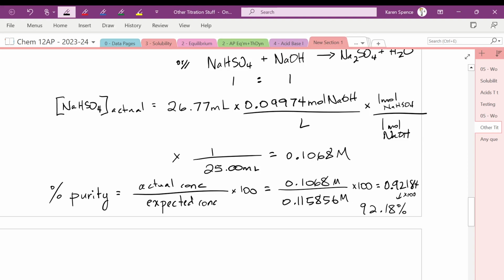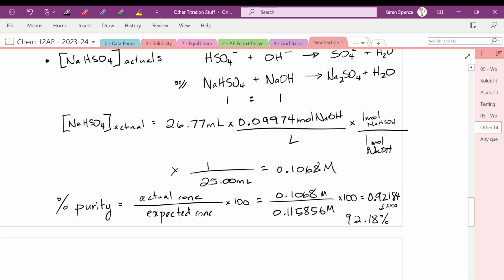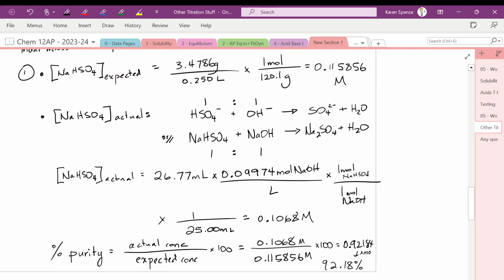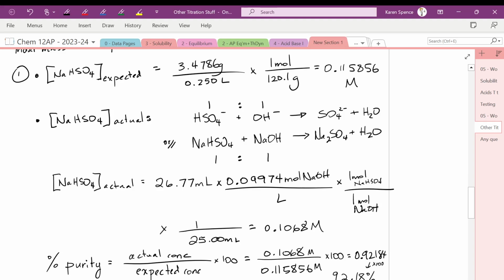What did you guys get? I got 92.18, but you probably just rounded before I did. Or I got the molar mass wrong. I kind of like Hebden's method. It makes it easier because some people get messed up when you take 25 mils of a 250 milliliter sample and they forget to multiply by 10 when they're finding the mass. But we can do that also.